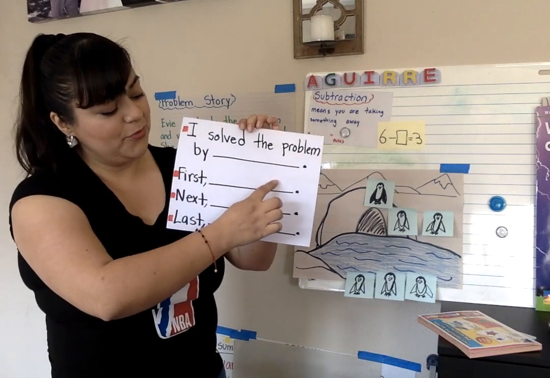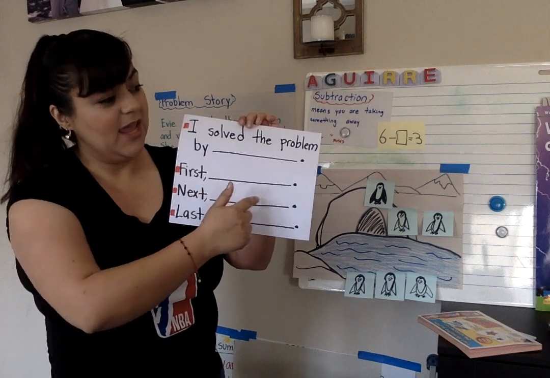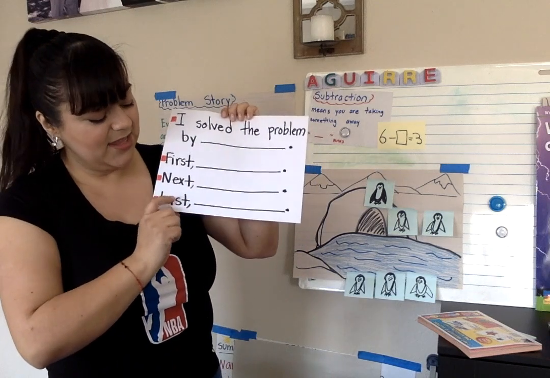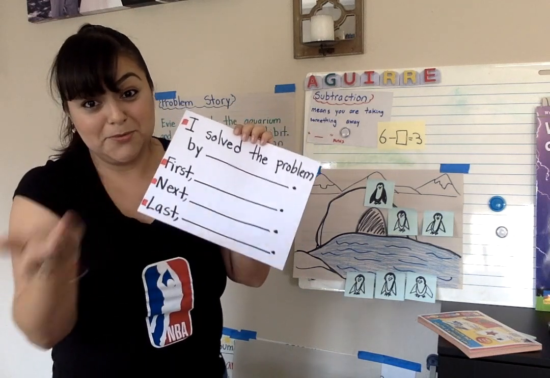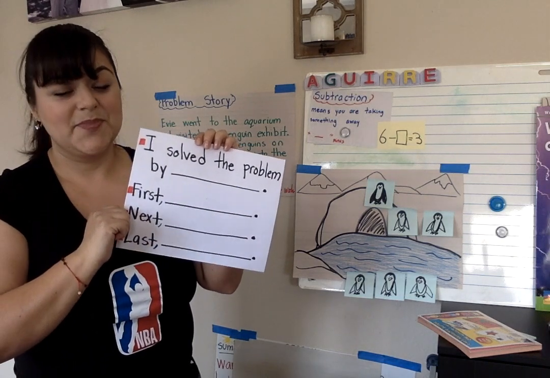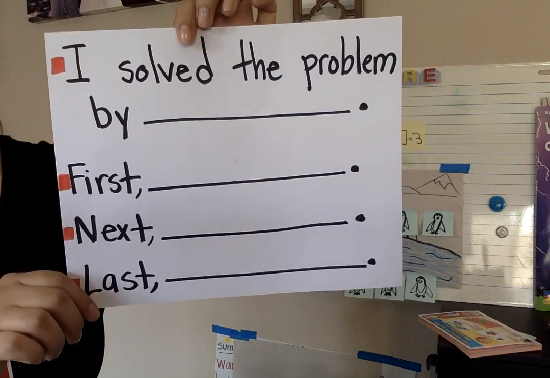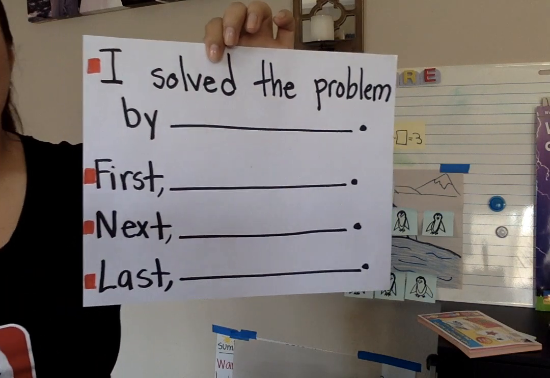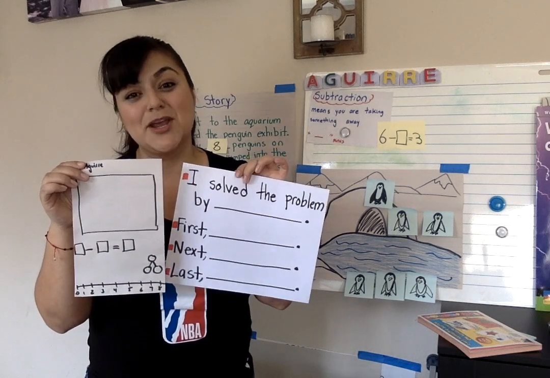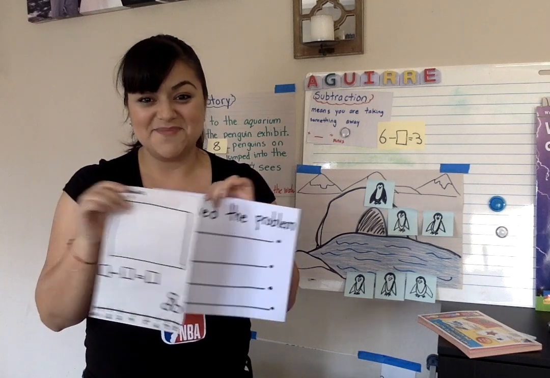First, I drew the aquarium. Next, I put 8 penguins on the ice. Oh, sorry. And last, I don't know how many jumped in and how many stayed on the ice. Okay? So, make sure you use this language frame. So, we've been using this language frame for our math problem solving. And don't forget, take a picture or a video and share with me how you're learning and what you did to solve your math word problem of the day.